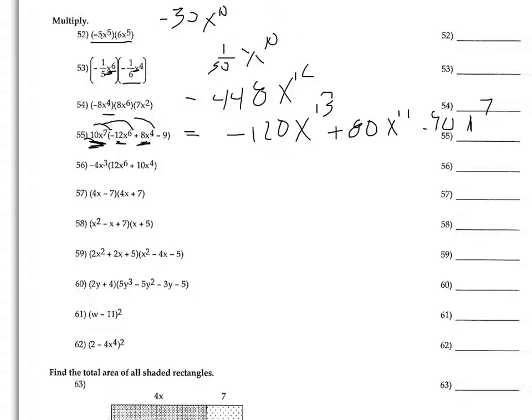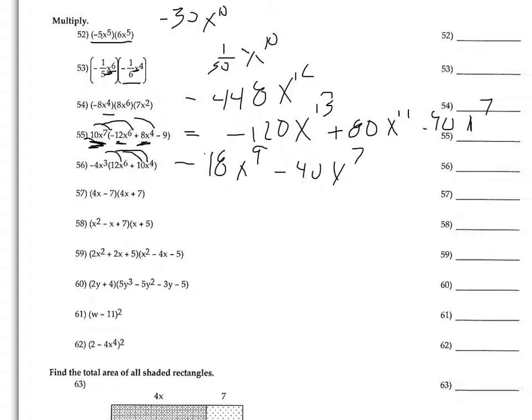So same thing in this next one. We're distributing this in. Negative 4 times 12 is negative 48. X to the 3rd times x to the 6th is x to the 9th. Adding this up. And then the distribution, the second one, negative 4x to the 3rd times 10x to the 4th is negative 40x to the 7th.